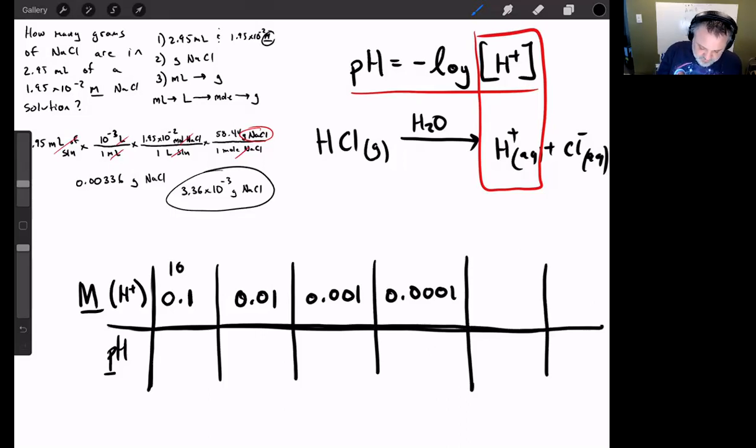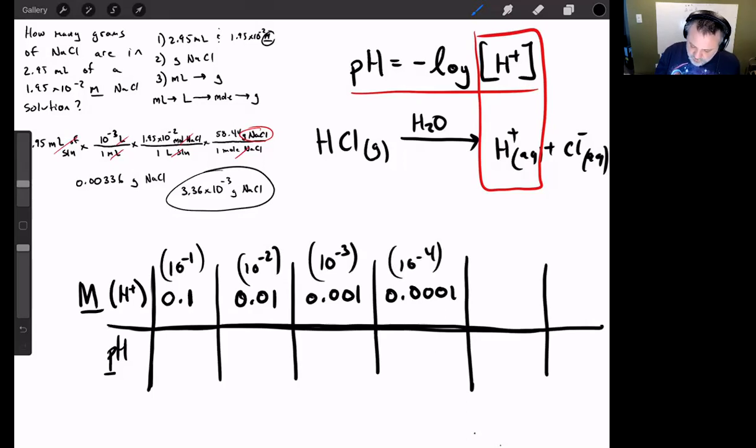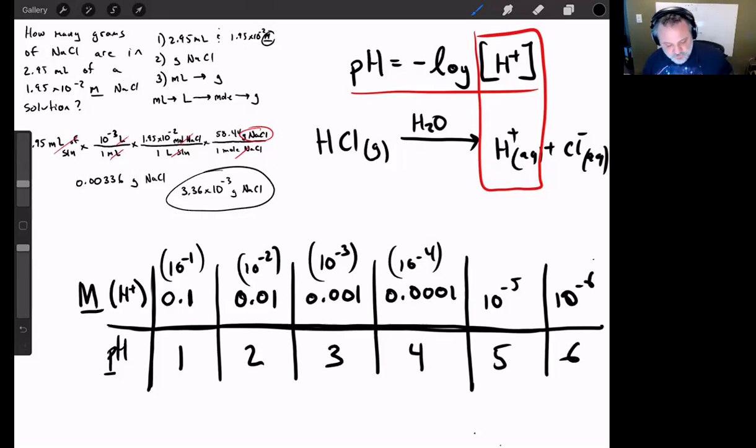So this one was 10 to the minus 1. This one is 10 to the minus 2. This one is 10 to the minus 3. This one is 10 to the minus 4. I'm going to stop writing them in decimal notation and start writing them like this. 10 to the minus 6. Yeah, they're definitely getting smaller, right? How does this work? pH equals 1. The pH equals 2. The pH equals 3. The pH equals 4. The pH equals 5. The pH equals 6.